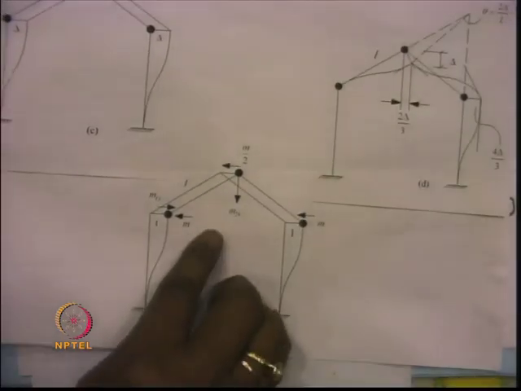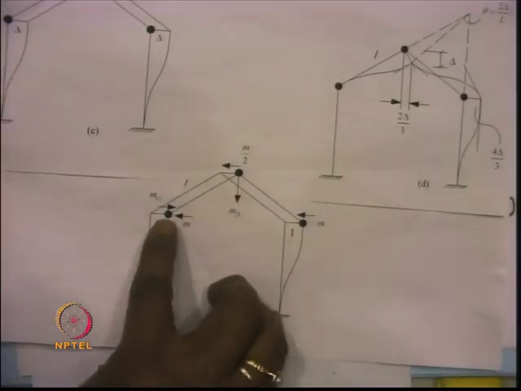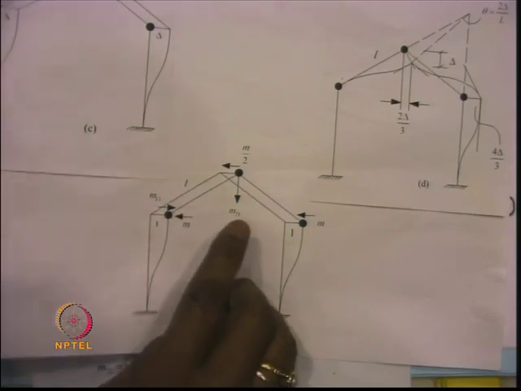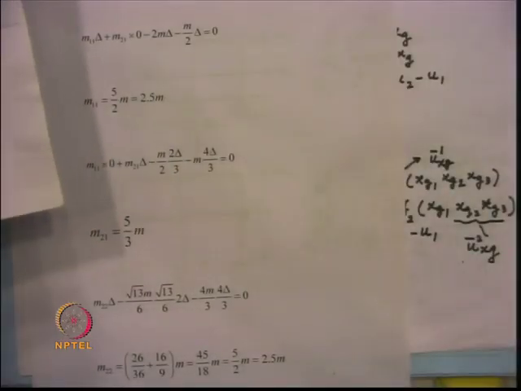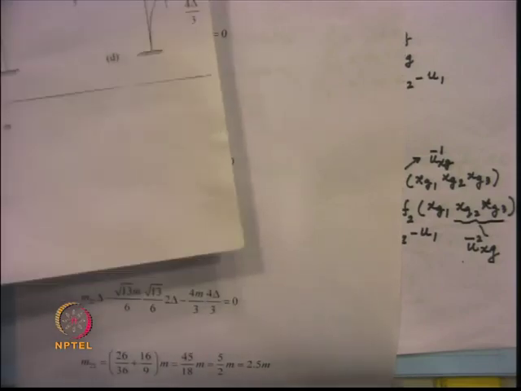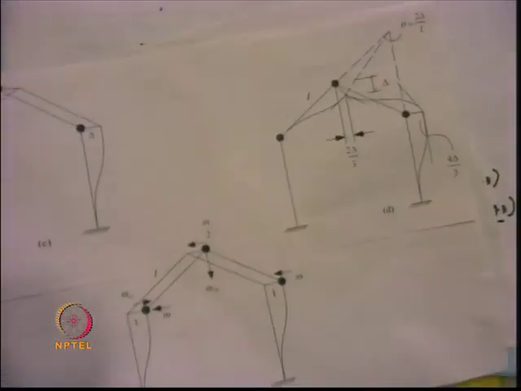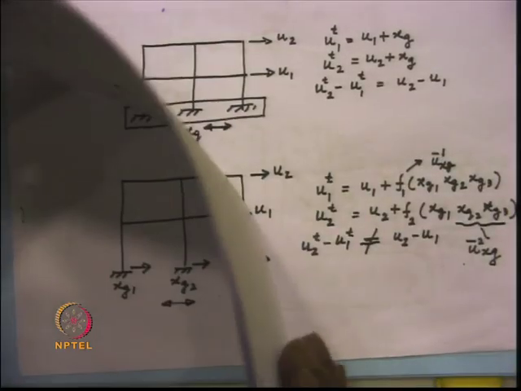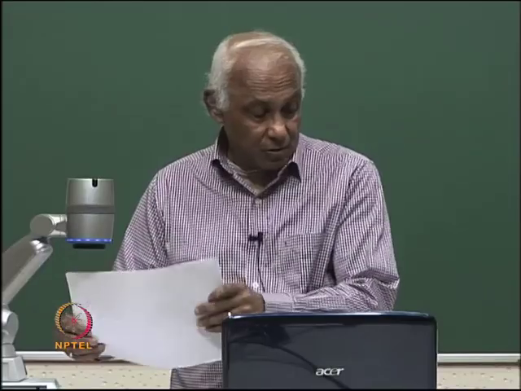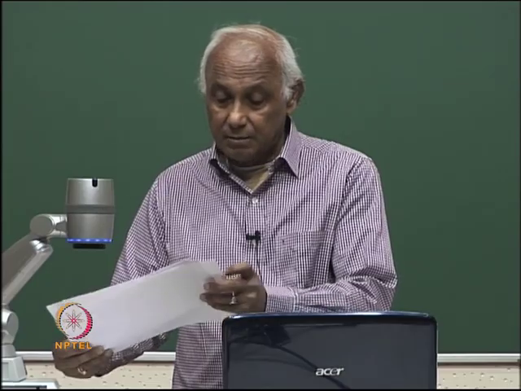In this way, one can also find out M22 and M12. So, using the method of virtual work, one can also obtain the mass matrix of a particular system if it is not a diagonal mass matrix.